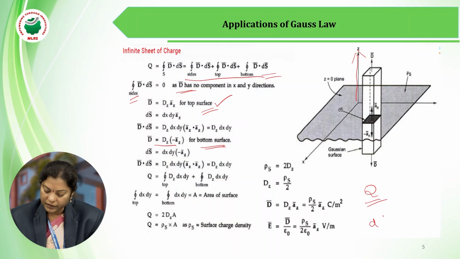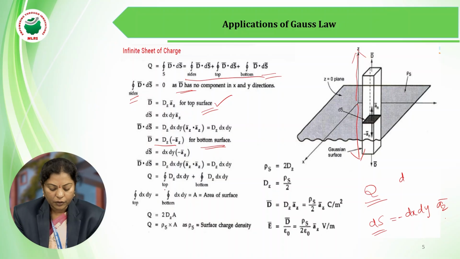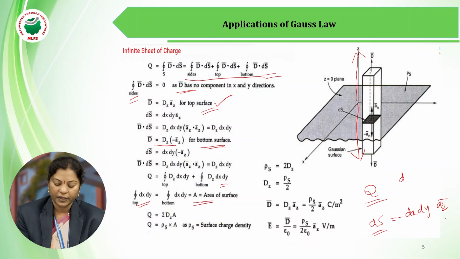Then we can write the differential surface area, dx dy into az direction. For the bottom surface, in the minus z direction, it is dx dy into minus az, and for the top surface it is dx dy into az, which is positive. Now we can write the total charge equal to the integral over top of Dz dx dy plus the integral over bottom of Dz dx dy. Here the integral of top dx dy equals bottom dx dy, equal to the total area A. So we can write Q equal to 2 Dz into A.